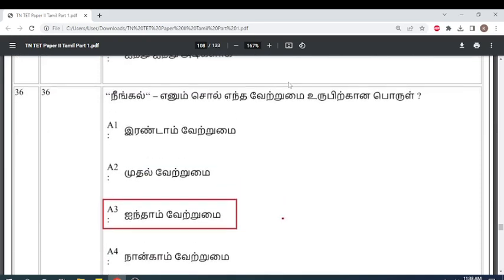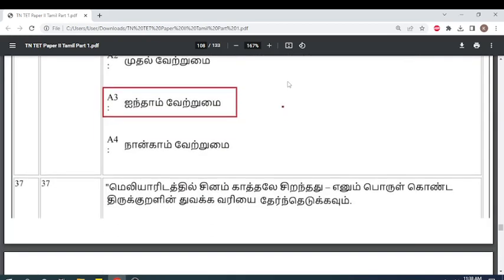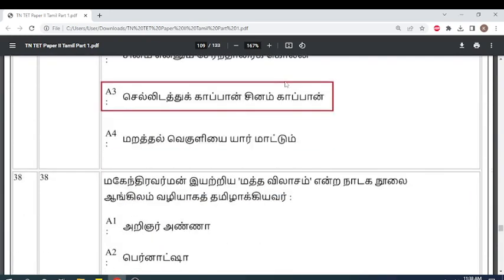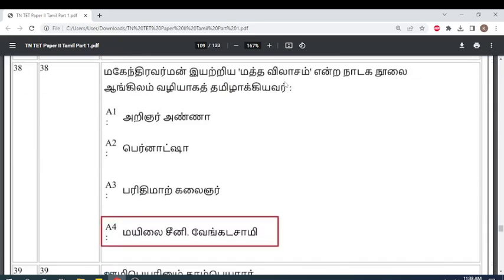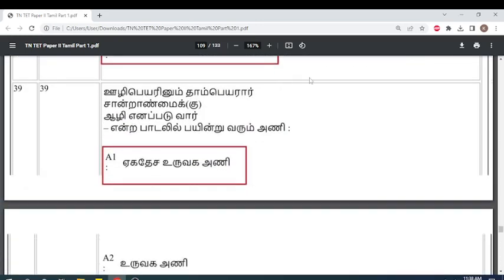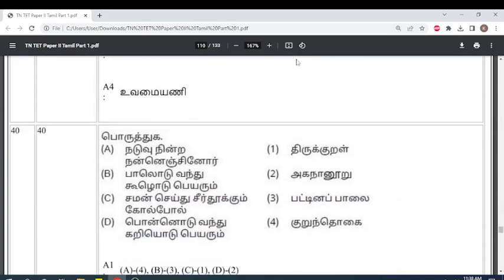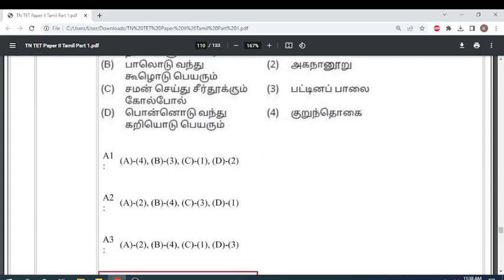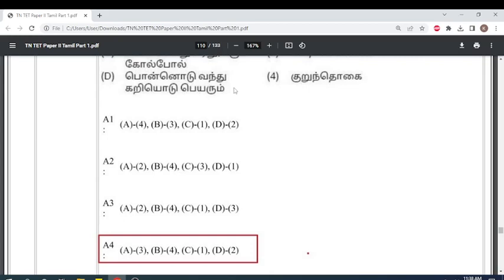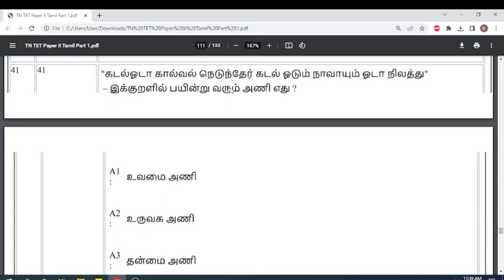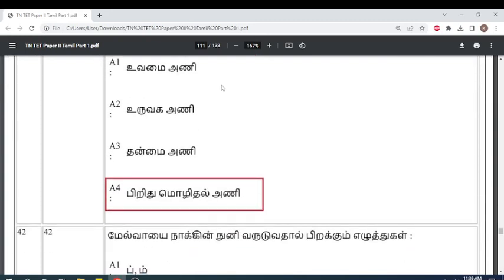36 question or answer A3. 37 question or answer A3. 38 question or answer A4. 39 question or answer A1. 40 question or answer A4. 41 question or answer A4.